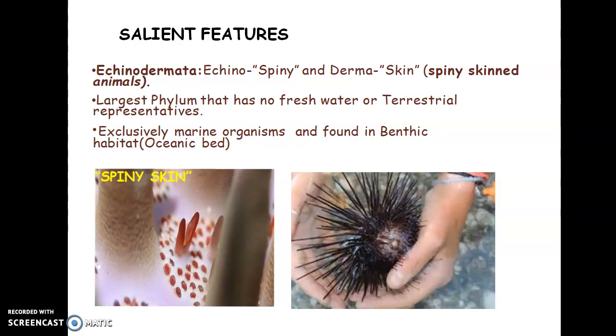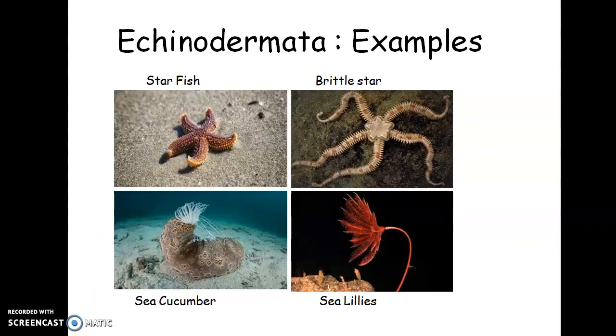As they are marine organisms, where are they found? They are generally located in the benthic habitat, or at the oceanic bed of seawater. And these are the common examples of this phylum. You may be familiar with all these: starfish, brittle star, sea cucumber, sea lilies, etc. All these members are together found in this phylum.